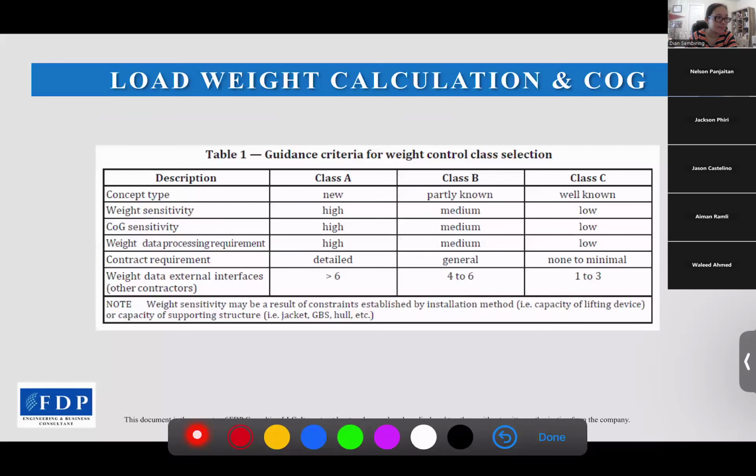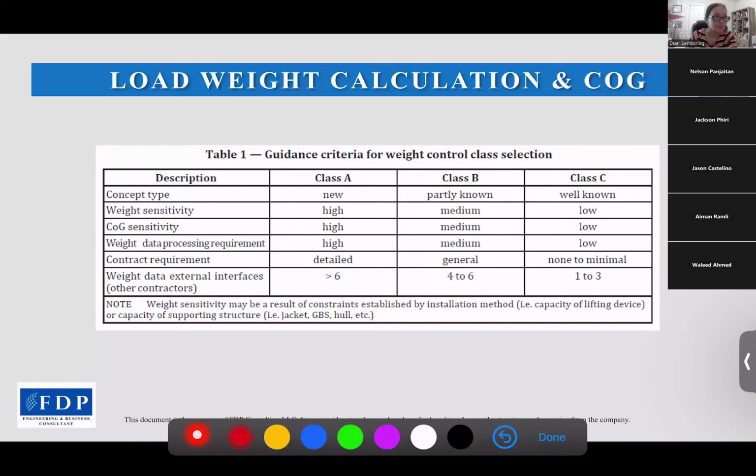And from this table, we see, I get this from the ISO also. So ISO have classification for each structure that they put: class A, class B, and class C. Class A is a new concept type, weight sensitivity high, COG sensitivity high. It means it's like maybe a new platform or a new jacket that if any modification on the platform, it will shift the COG far from the original one.